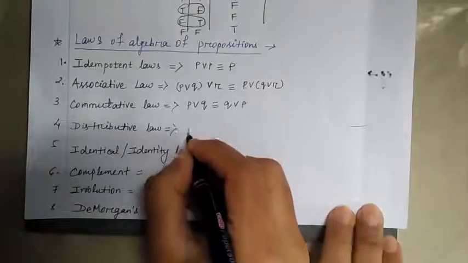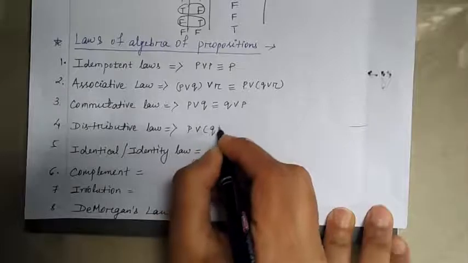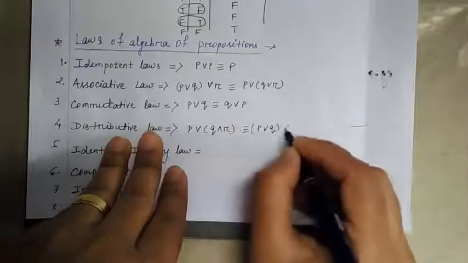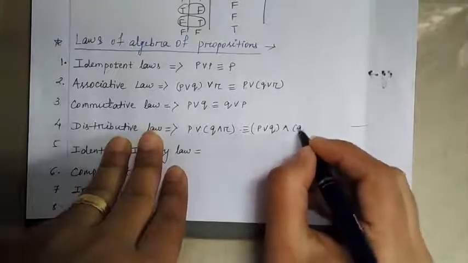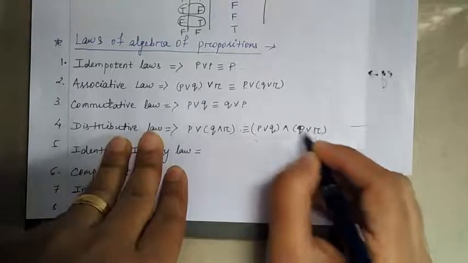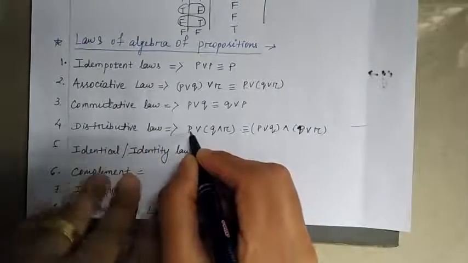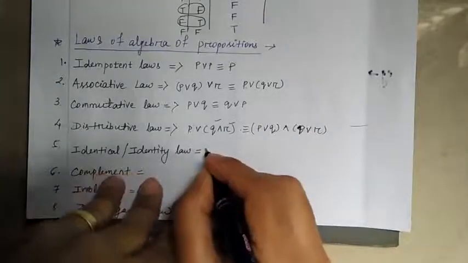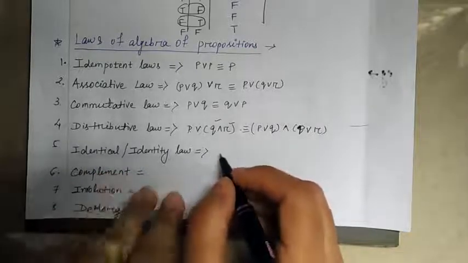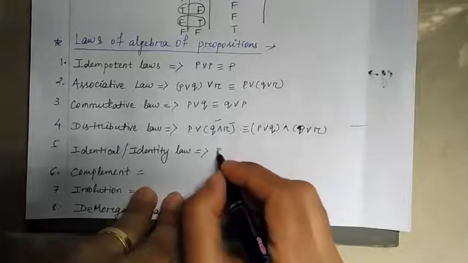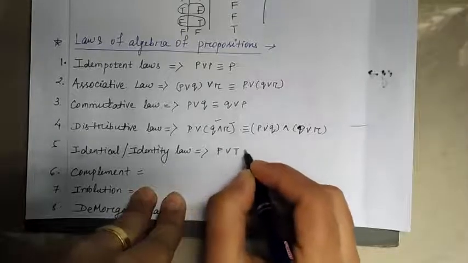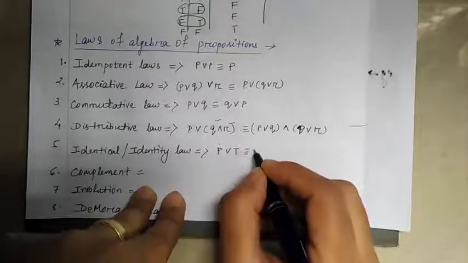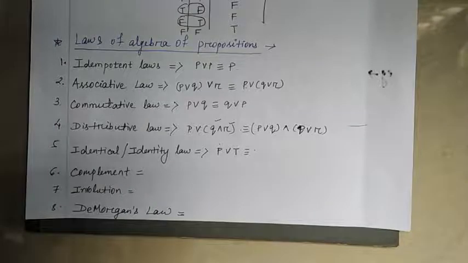Next is distributive law. Distributive is if you have P or Q and R, then you will be getting P or Q and P or R. So this P will be performed OR with Q and R, and in between AND will be there. Then identical law or identity law. So what is it? If you have P and you are performing OR operation with true, whatever the value of P, if you have single true, then you'll be getting true value only, right?